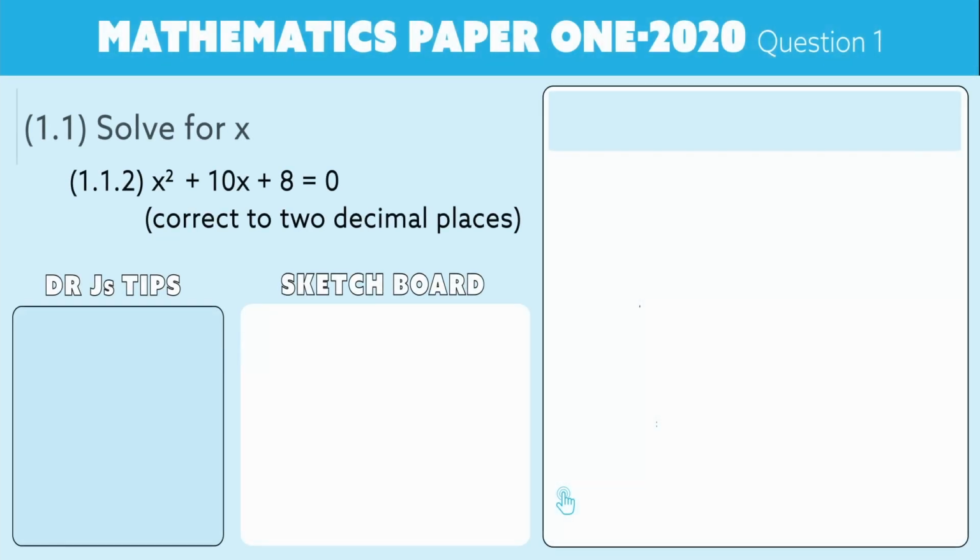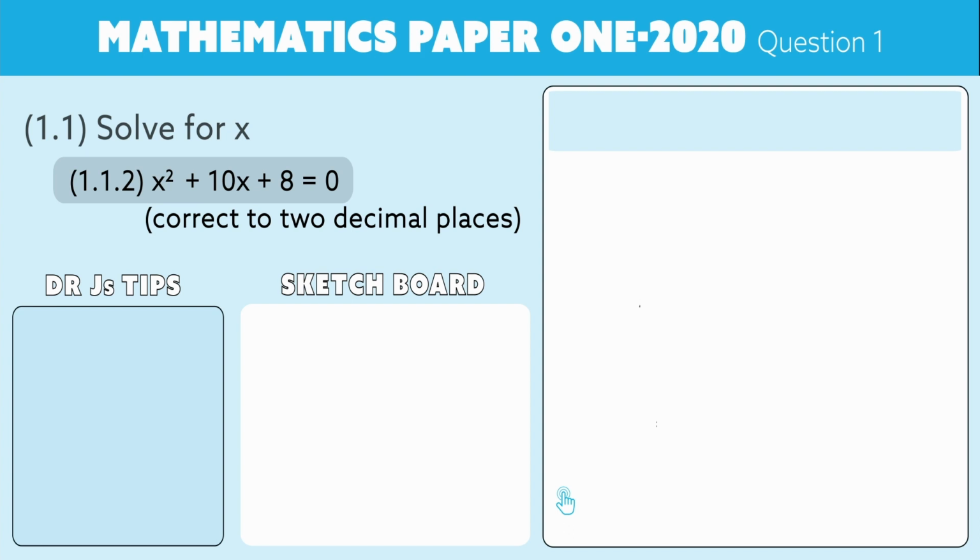Our next question deals with another quadratic. Let's read it. Question 1.1.2. X squared plus 10x plus 8 equals 0. But then they say something interesting.